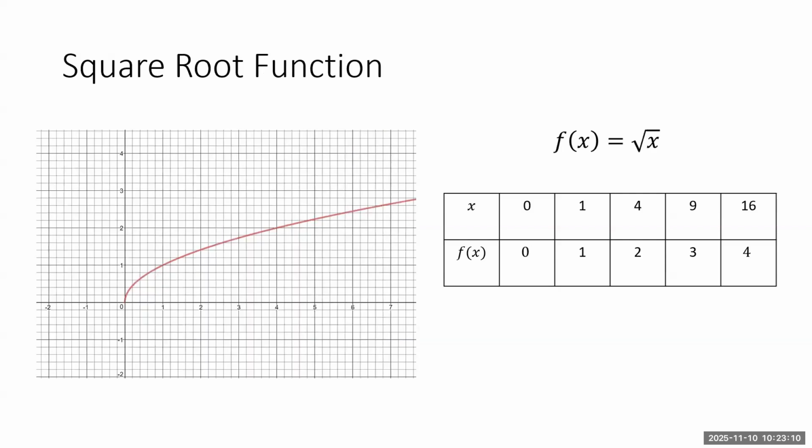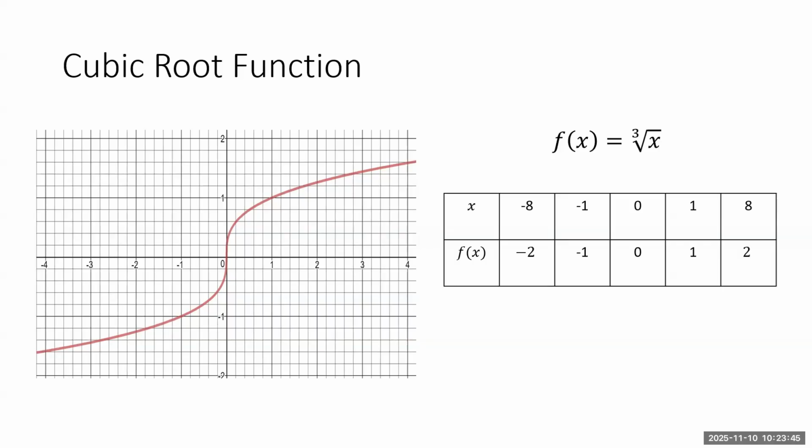Next, I have a square root function. I have depicted an XY grid with a square root function shown on its graph. It starts at the coordinate pair 0, 0, which is our point of origin. The equation given is f of x is the square root of x. I have a table with two rows, x and f of x. In the x row, I have 0, 1, 4, 9, and 16. In the f of x row, I have 0, 1, 2, 3, and 4.